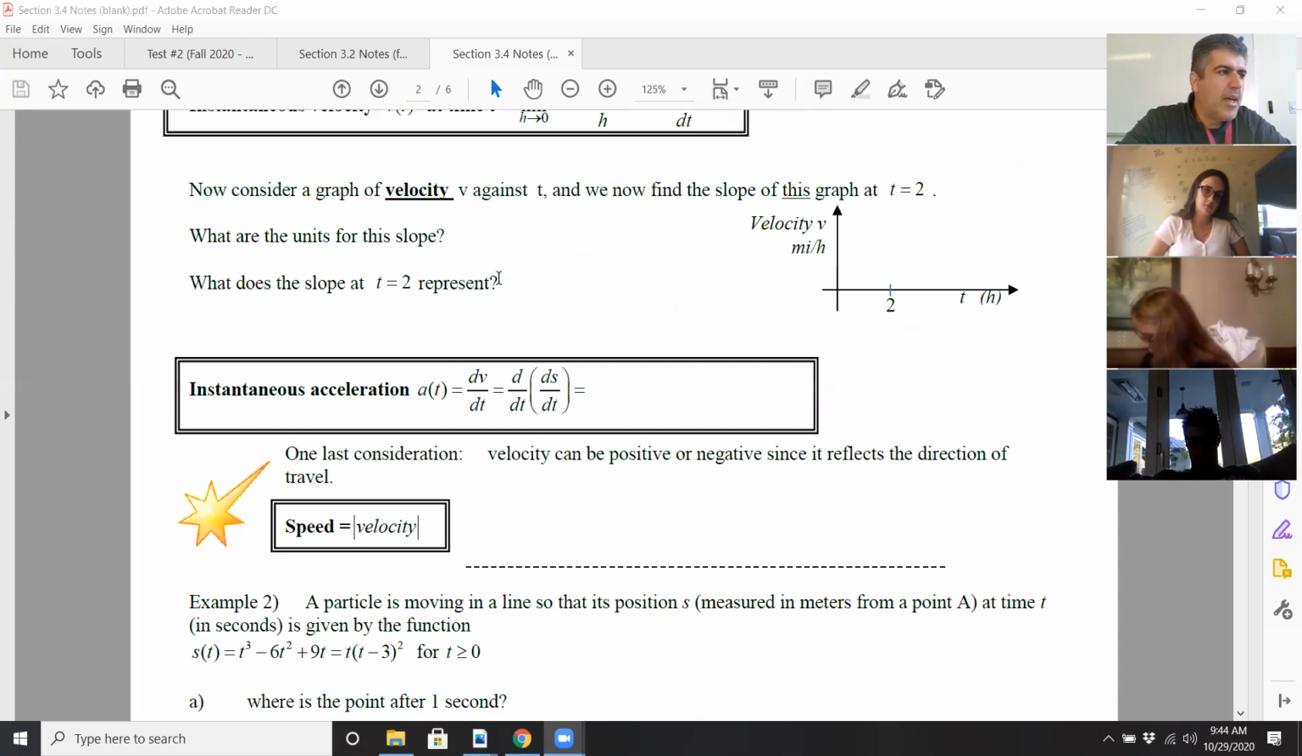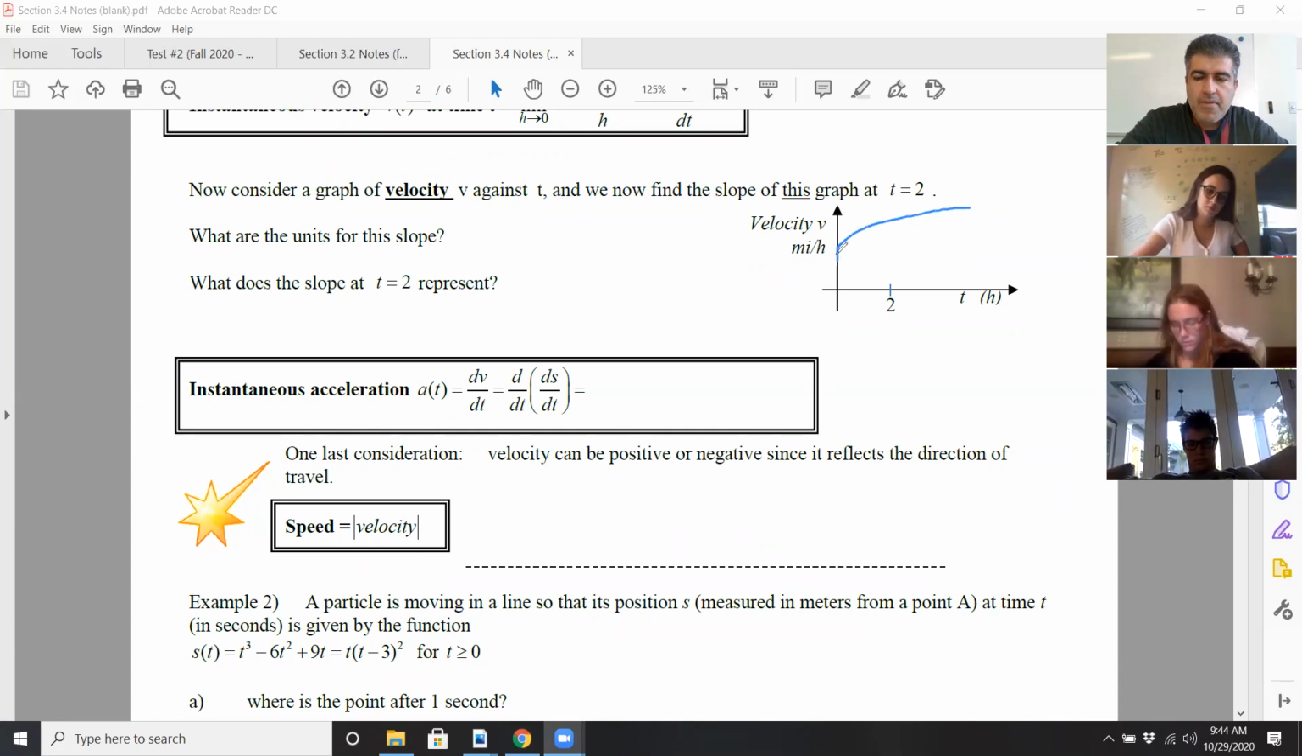But again, consider velocity versus time. Now we found the slope of this graph at t equals 2. So again, what are the units of the slope? Let's look at a different graph. This is a velocity graph now. Let's say your velocity does this. So you're comparing velocity versus time now, not position versus time.